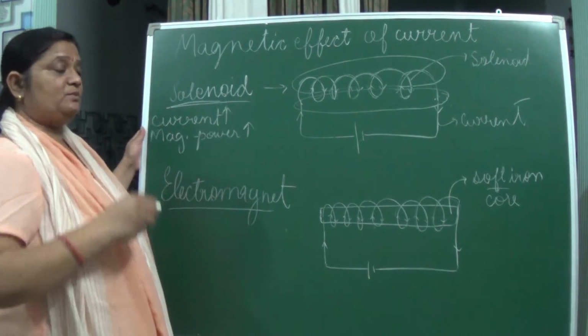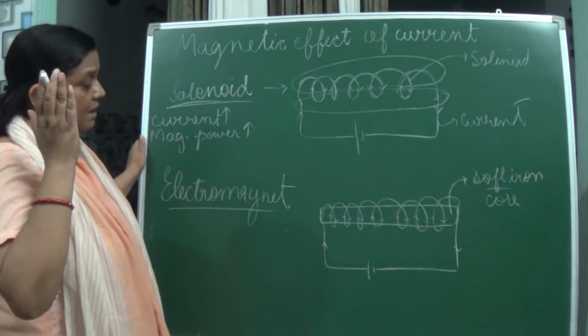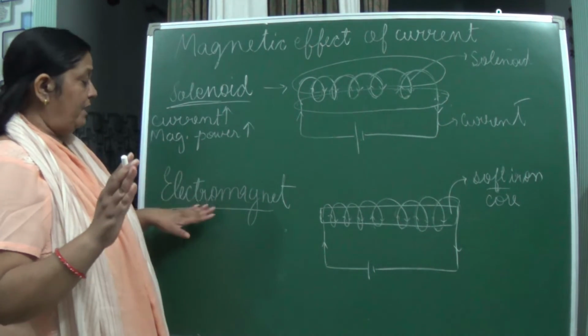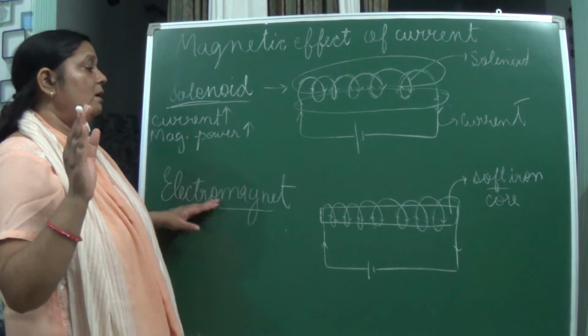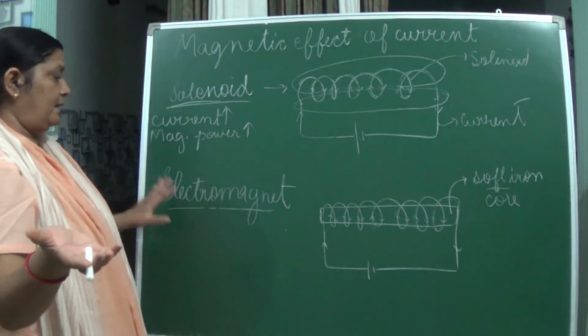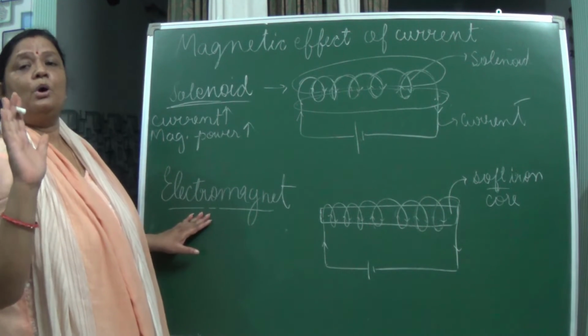Till the electricity is passed, it will behave like a magnet, and when the electricity is switched off, it will not behave like a magnet. Okay, an electromagnet only behaves like a magnet when electricity is passed through this solenoid. After that, it will not behave like an electromagnet. Switch off, and the magnetic properties also go off.